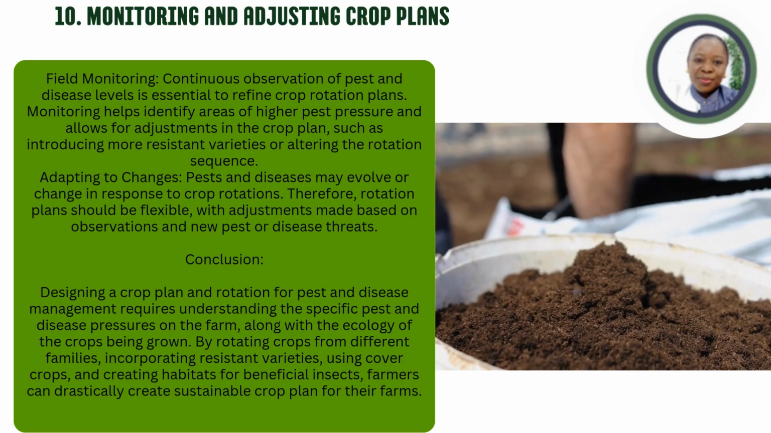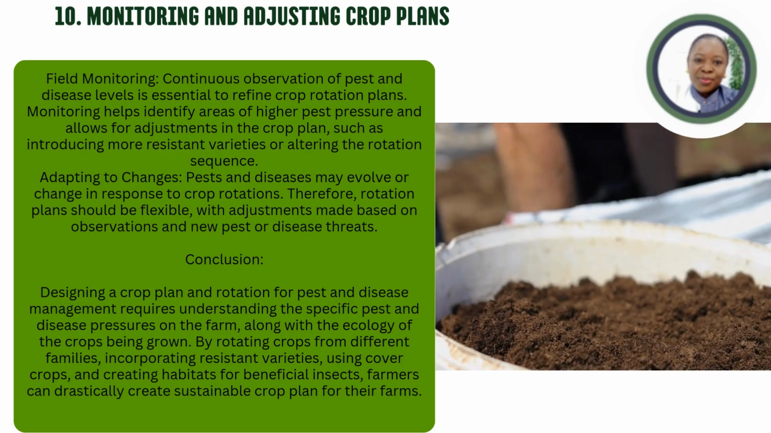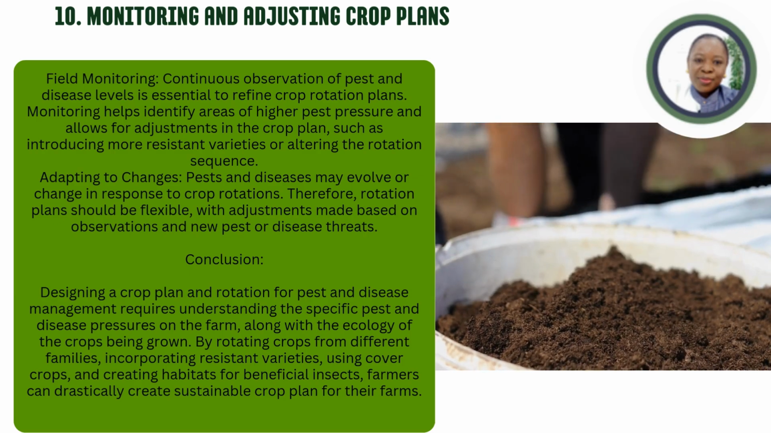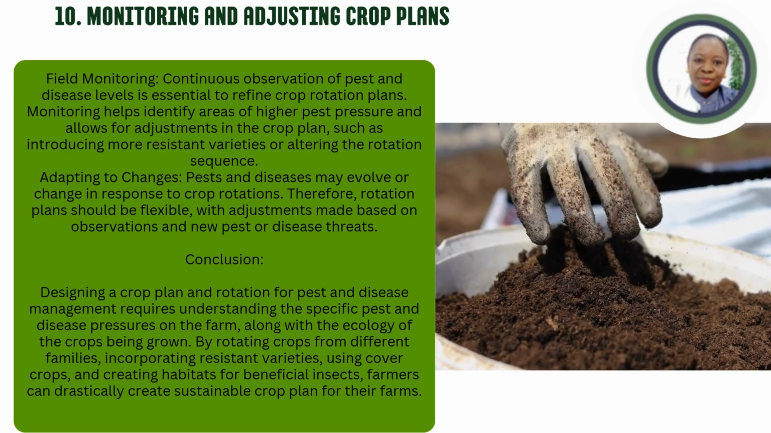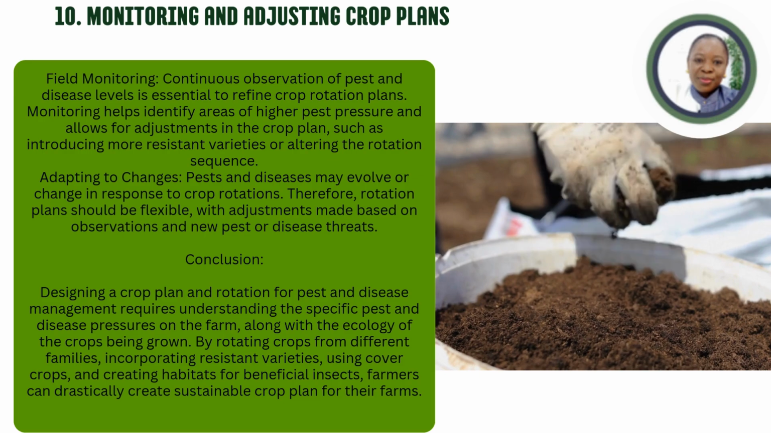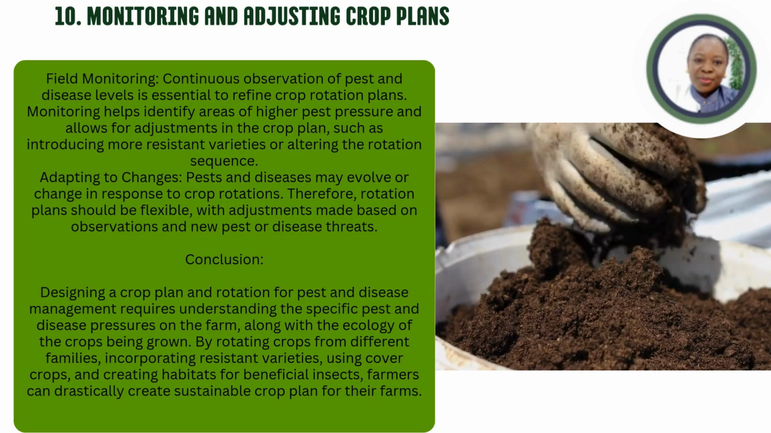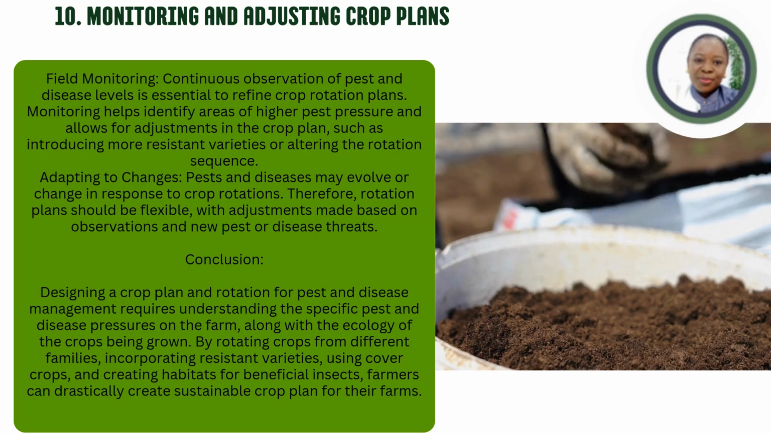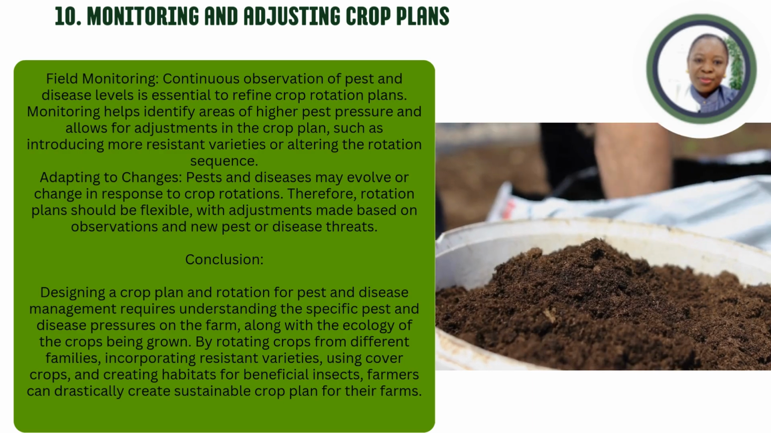Conclusion. Designing a crop plan and rotation for pest and disease management requires understanding the specific pest and disease pressure on the farm, along with the ecology of the crops being grown. By rotating crops from different families, incorporating resistant varieties, using cover crops, and creating habitats beneficial for insects, farmers can create a sustainable crop plan for their farms.